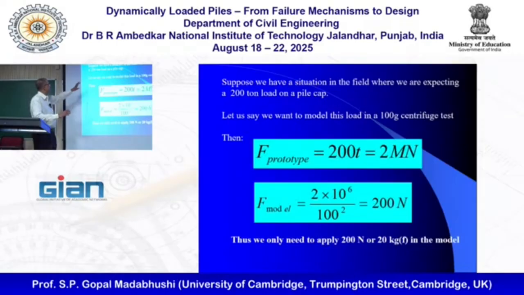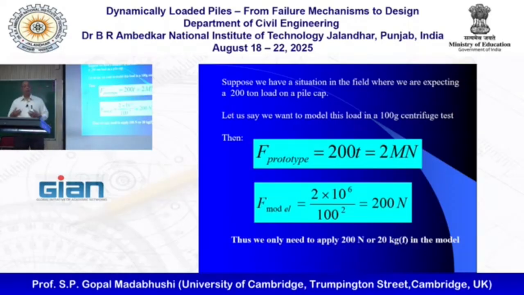Suppose I need to apply something like a 200-ton load onto the pile cap. Now 200 tons is like 2 meganewtons in SI units. If I'm doing a test at 100G, then the force I need to apply in the model is 2 times 10 to the power of 6 newtons, mega is 10 to the power of 6, divided by 100 squared. I only need to apply 200 newtons or about 20 kilogram force. So suddenly I can apply these loads using little actuators in the centrifuge, and I'm modeling something that is very much bigger.